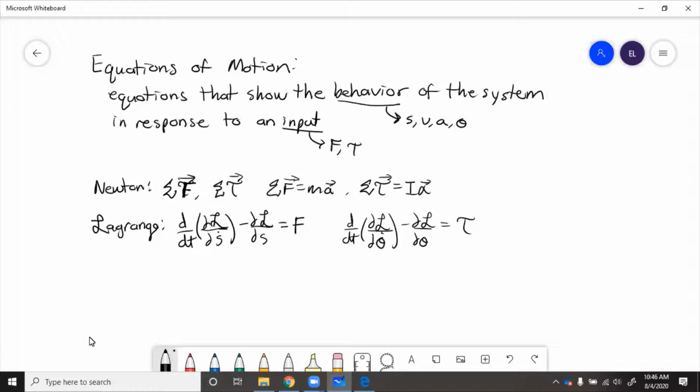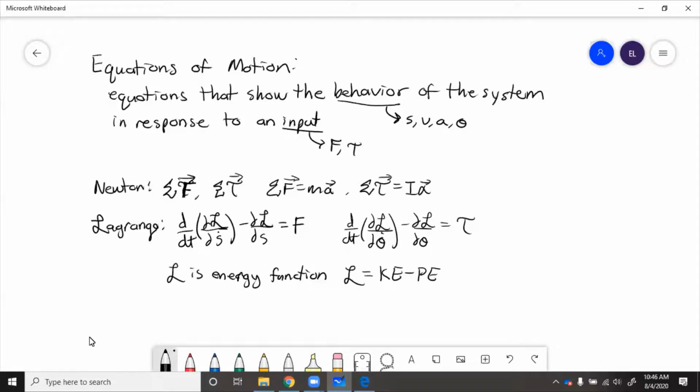Now L is actually the energy function. So this is a scalar thing. L equals kinetic energy minus potential energy. And so it just happens that if you write the energy equation for a system and then you take its derivatives, then you can end up with the force or torque and see how the system behaves in response to that input.